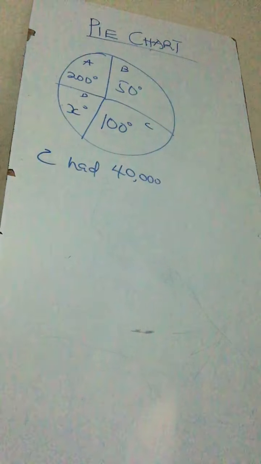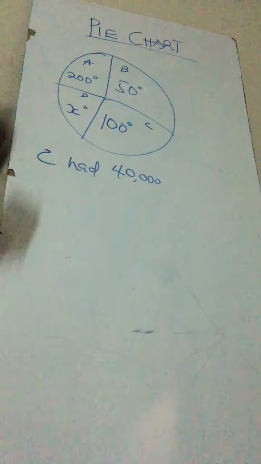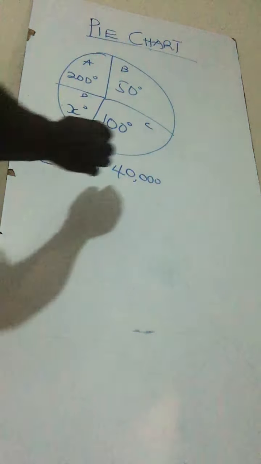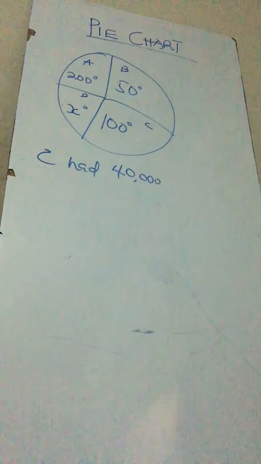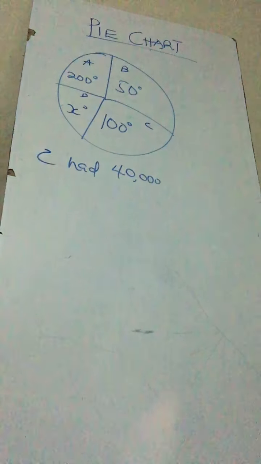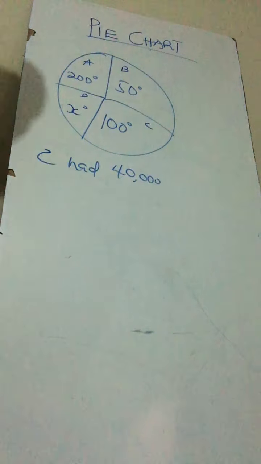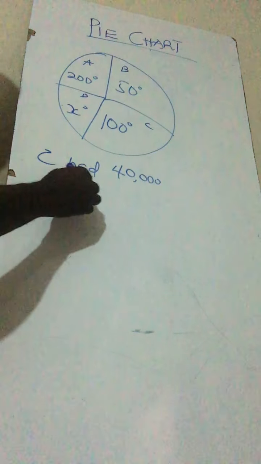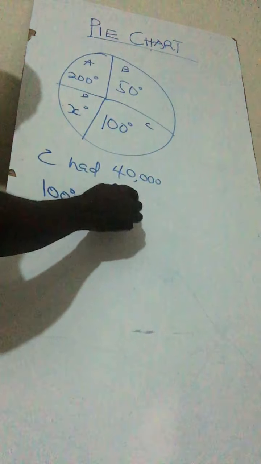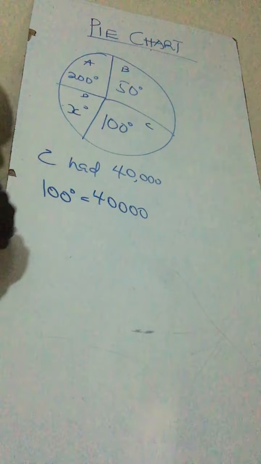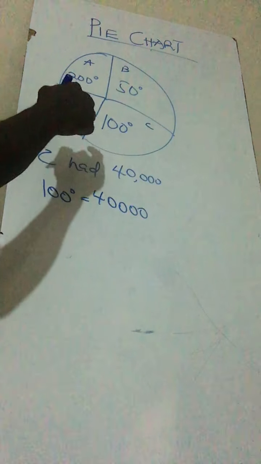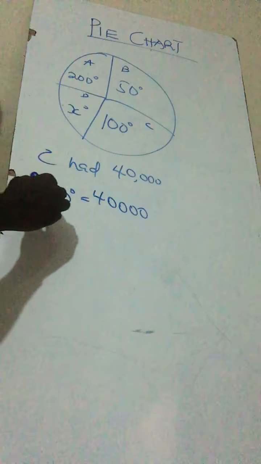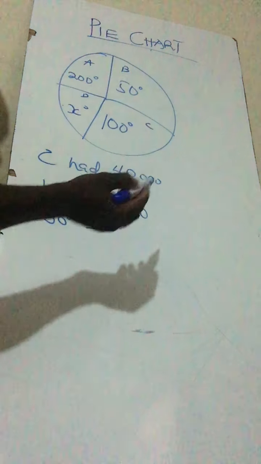C had 40,000. How much did B get? With this, we are not given the total money involved. Just as we said, C had 40,000, so C's angle is 100. If 100 degrees equals 40,000, and we are told to find B, then B, which is 50 degrees, will be what?